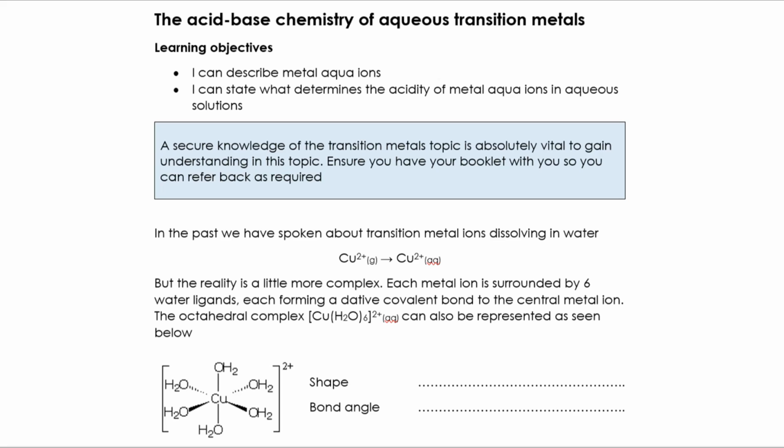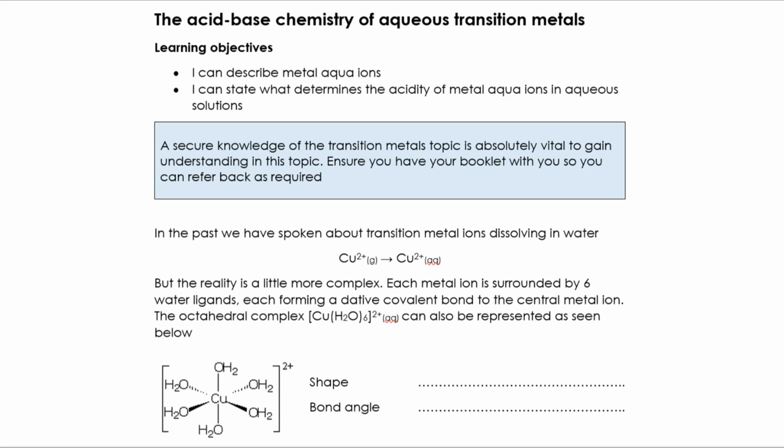And we are taking a look once again at something that's very familiar. As I've said, it's metal aqua ions. We can see the one at the bottom here, and as the blue box says, having that knowledge of transition metals is absolutely vital if you're going to come into this topic ready to understand what we're doing.